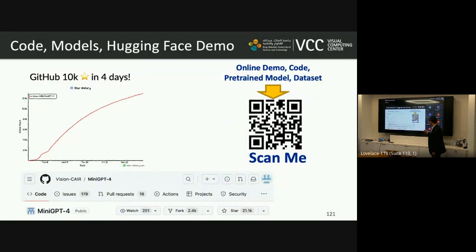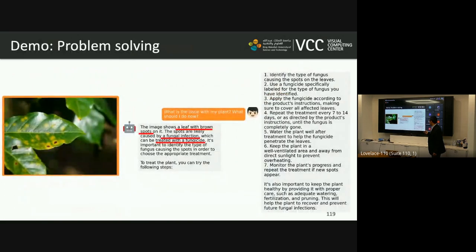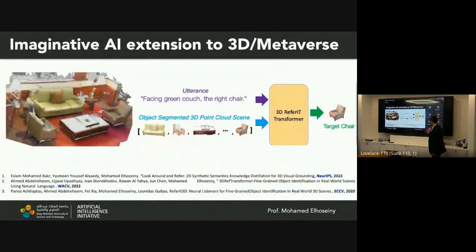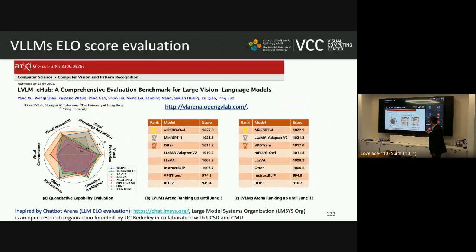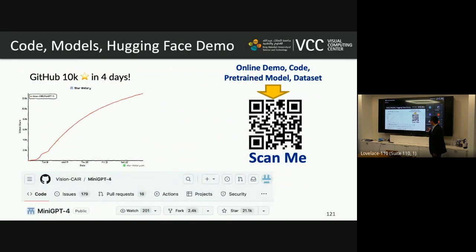And another thing that we also. There are more examples on the website, but another example, you can take a picture of, let's say, your food, and then you can generate recipes and so on. The code is available, and it seems that it gained some attention from the community.